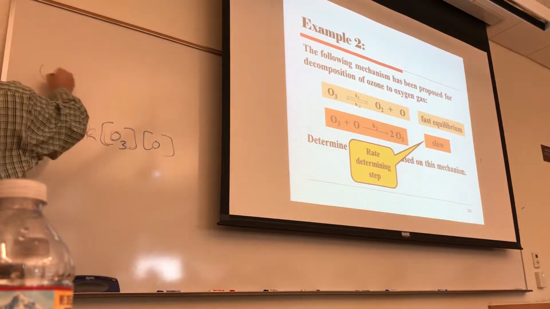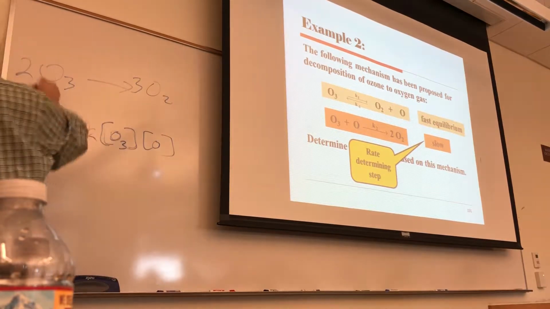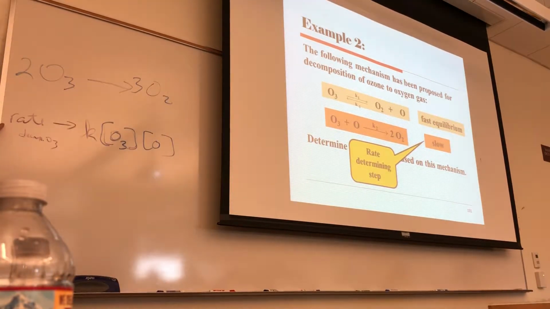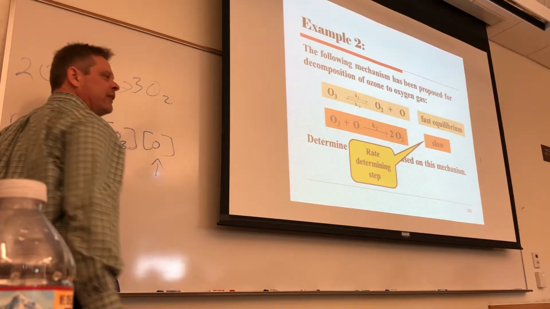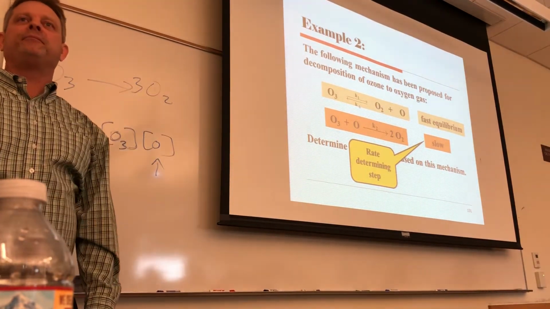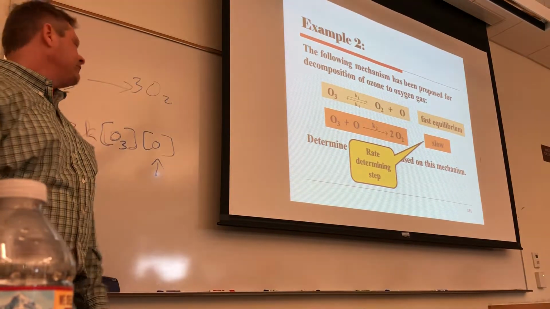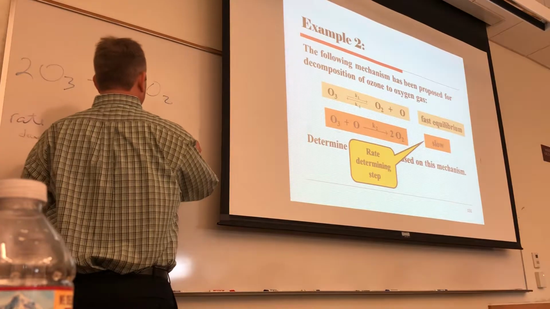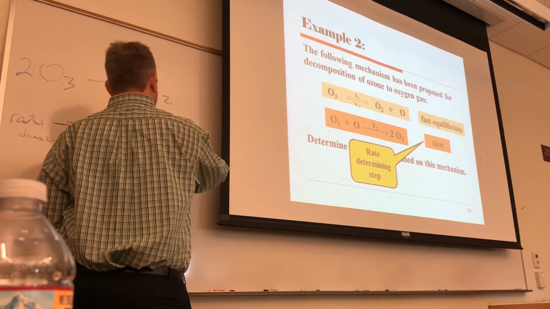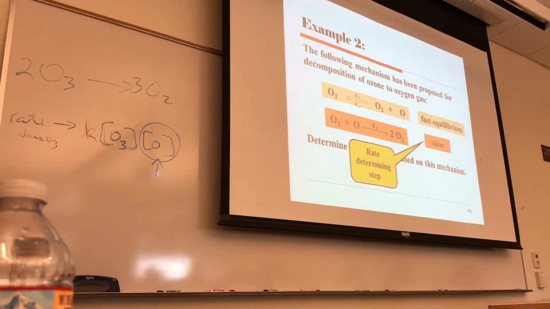The overall reaction here is O3 goes to O2, and there are 3 of those and 2 of those. What's odd about this rate when you think about the overall equation? It doesn't have an O in it. The reaction intermediate is in here, but where is it over here? So you can't have it there. I have to look for some way to make this into the equivalent of something that's in here.